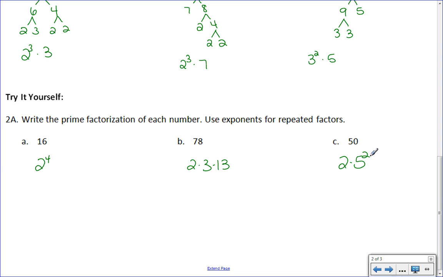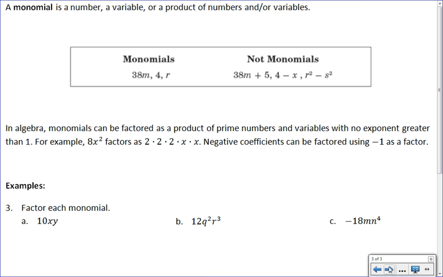Okay. On the last page, at the top it says, a monomial is a number, a variable, or a product of numbers and or variables. And you see examples here of things that are monomials and things that are not monomials. And exactly what makes these not monomials are these other operations: addition, subtraction. Monomials are numbers, variables, or a product. This is just multiplication of numbers and or variables. If there's any addition, subtraction, or division involved, it is not a monomial.